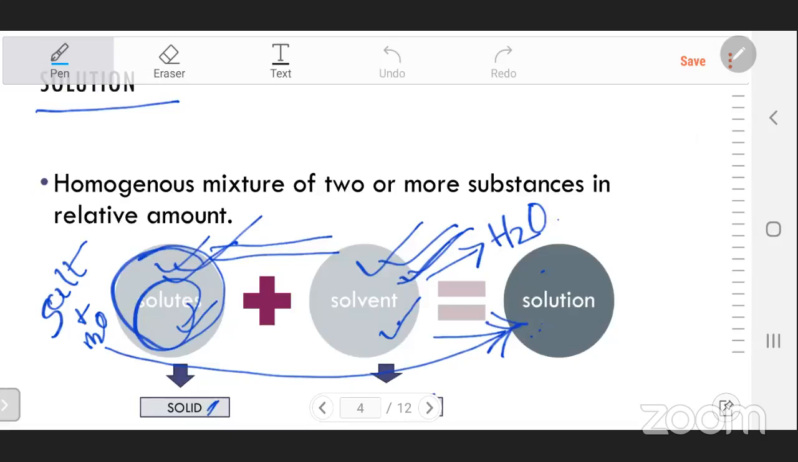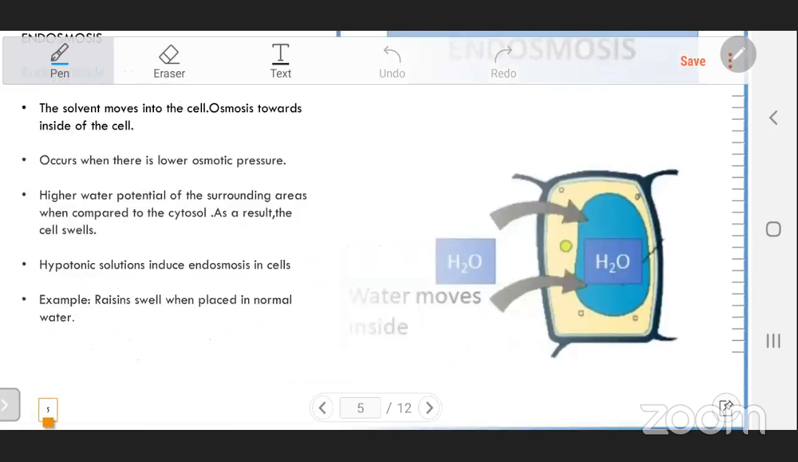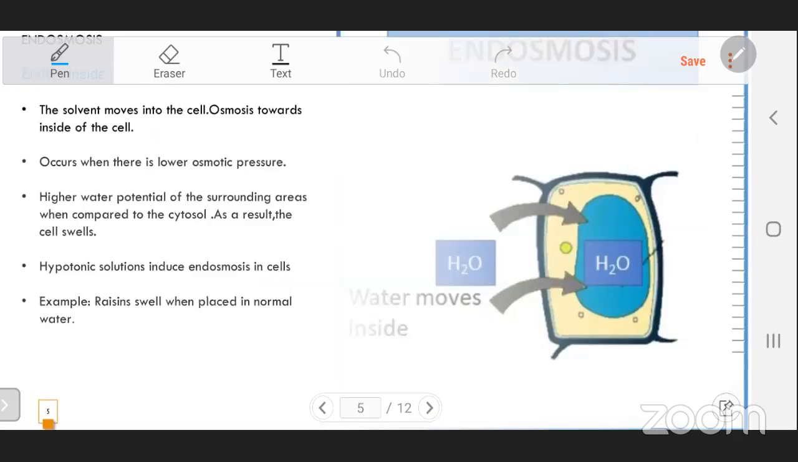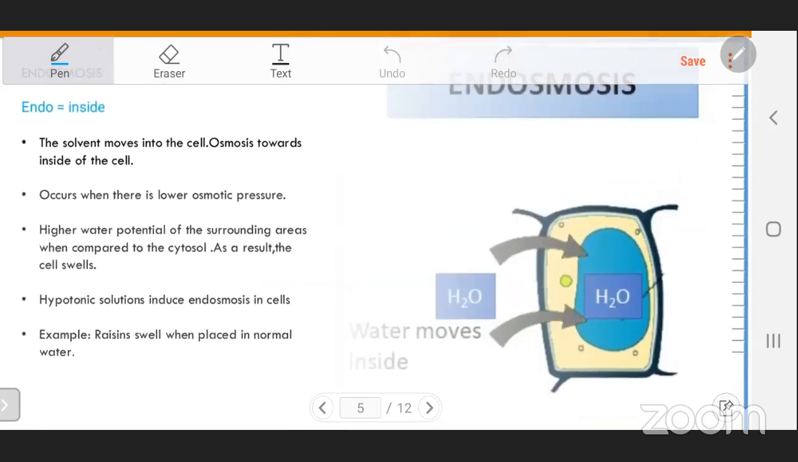And I have already explained the solution part. Now, the endosmosis and exosmosis. So for a clear understanding of these two words, you have to clearly remember the prefixes. Endo means inside and exo means outside.